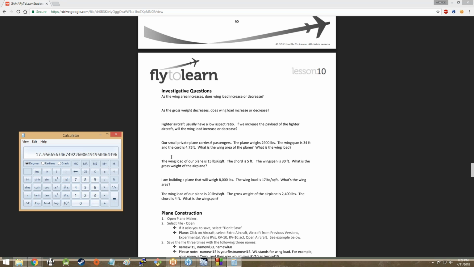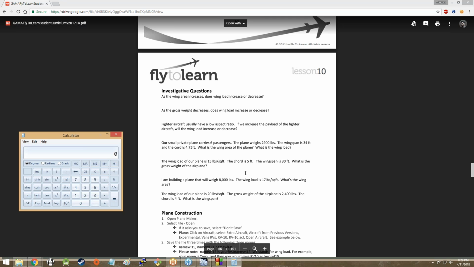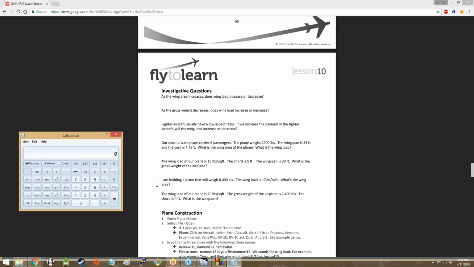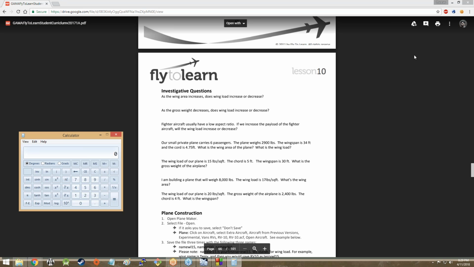The wing load of our plane is 15 pounds per square foot. The chord is 5 feet and the wingspan is 30 feet. What is the gross weight of the airplane? Okay, so this is everything but just in reverse. We could do this one of two ways, depending on what makes more sense in your mind. If it's pounds per square foot, LBS divided by FT2, little 2, that's almost like saying LBS divided by feet times feet, because feet squared is nothing more than feet times feet, right?